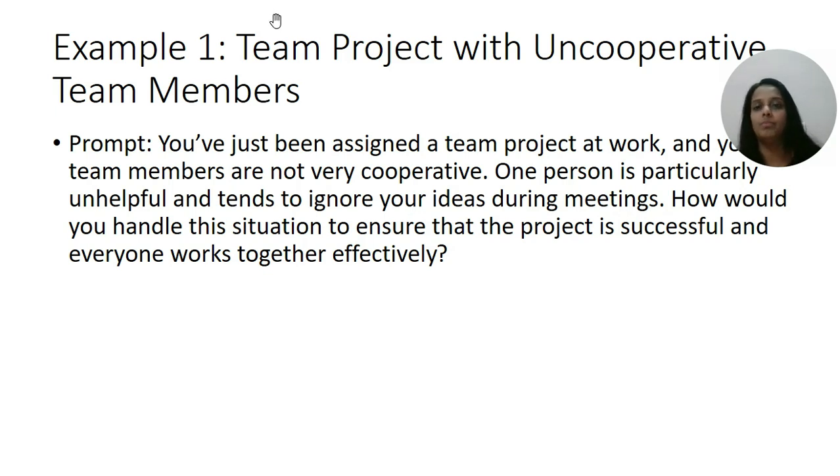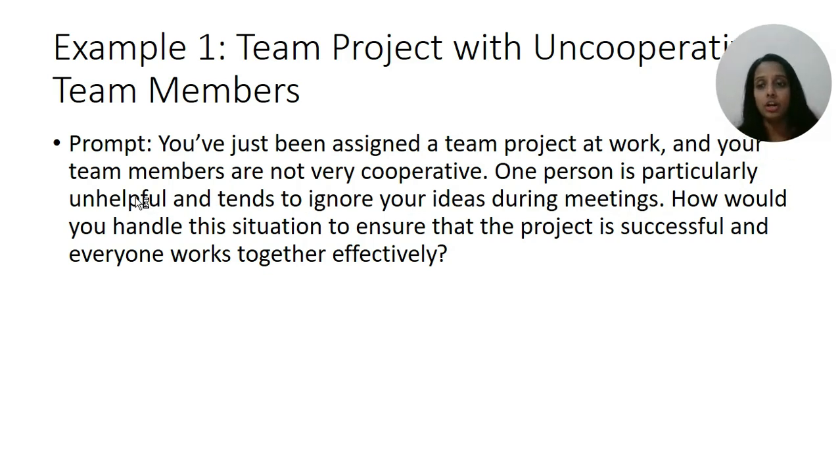Here is an example. Example one: team project with uncooperative team members. The prompt is: you have just been assigned a team project at work and your team members are not very cooperative. One person is particularly unhelpful and tends to ignore your ideas during meetings. How would you handle this situation to ensure that the project is successful and everyone works together effectively?